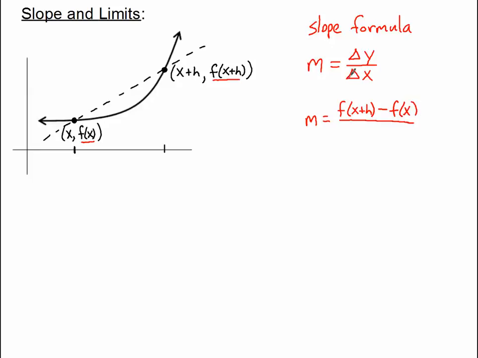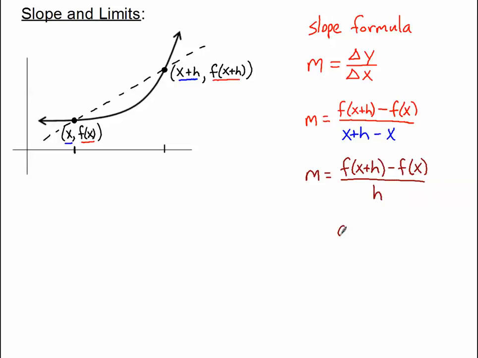Underneath, in the denominator of our slope formula, is the change in x. So I'm going to take the x-coordinate and subtract the other x-coordinate, of course in the same order. So I will take the x plus h and subtract the other x-coordinate, which is just x. Let's simplify this fraction. The numerator is going to stay what it is, f of x plus h minus f of x. The denominator has an x minus an x, so those terms cancel out and we have h.